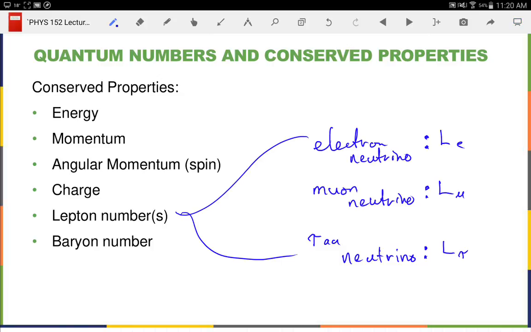Baryon numbers. What's a baryon? Baryons mean heavy particles.